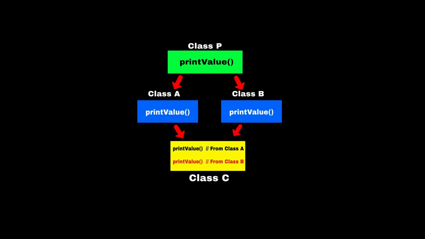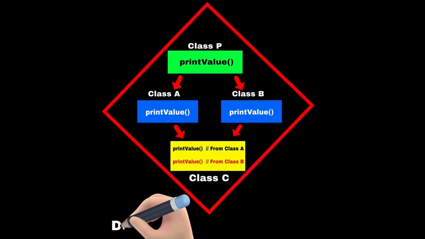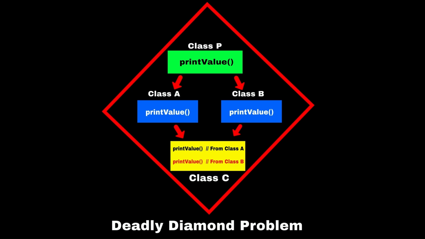parent class B? Now you can observe that the structure of this inheritance looks like a diamond, and that's why this problem is called as deadly diamond problem. That's the major reason why multiple inheritance is not allowed in Java using classes. Now let's see how we can solve this problem using interface.